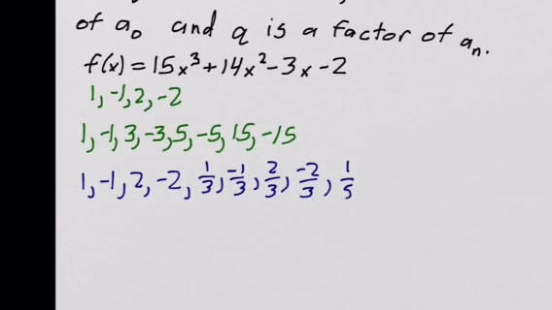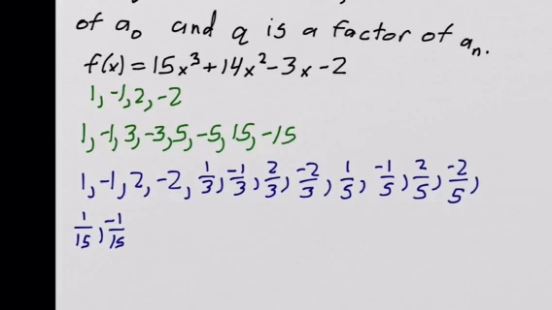Do all of them over 5. So 1/5, negative 1/5, 2/5, negative 2/5. And then finally we can do all of them over 15. 1/15, negative 1/15, 2/15, and negative 2/15.